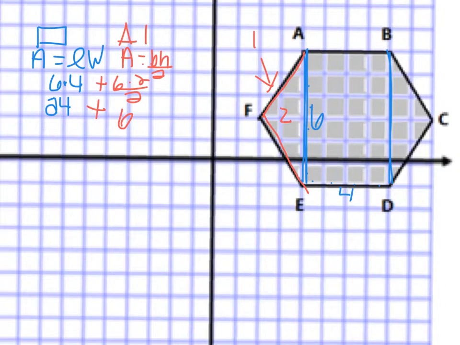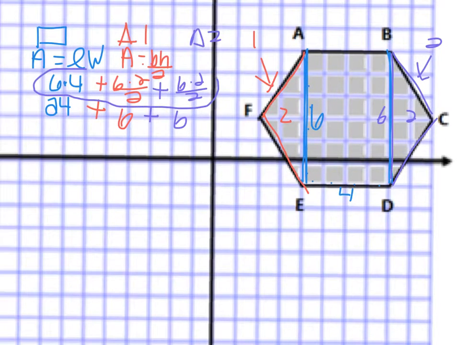Then we're going to go to the other one. So this one right here, and it too has the dimensions of 6 times 2. So 6 and 2. So triangle 2 is base times height divided by 2. So 6 times 2 divided by 2 is 6. And again, we're adding that together. So here is my expression, and then I simplified it here. So that gives me 36 units squared.